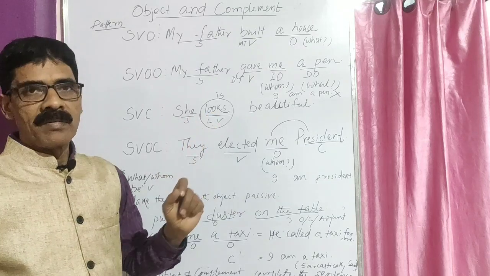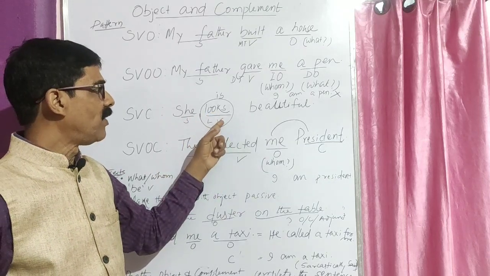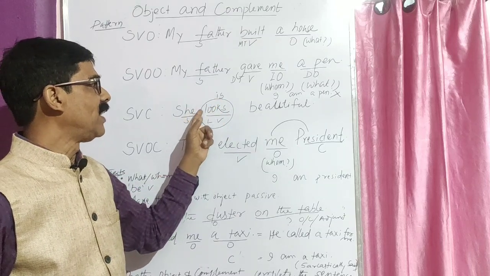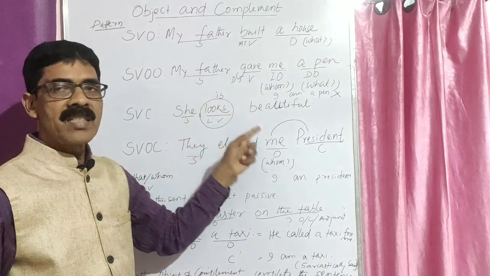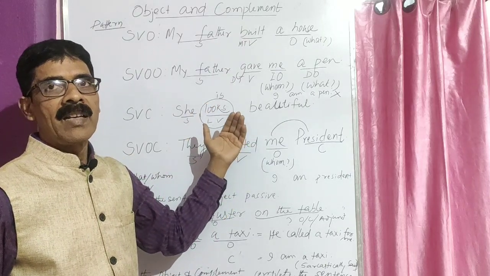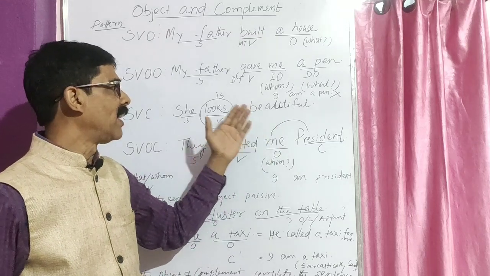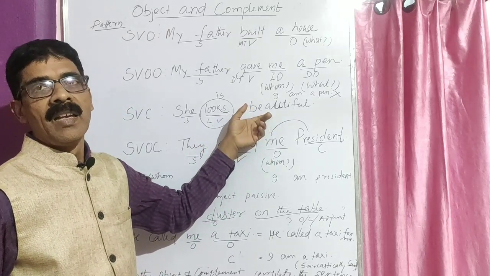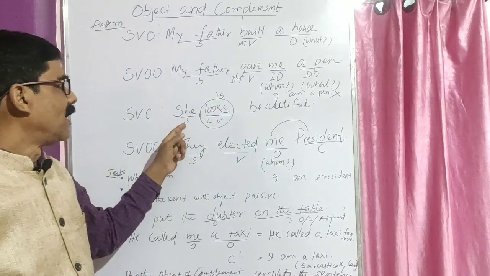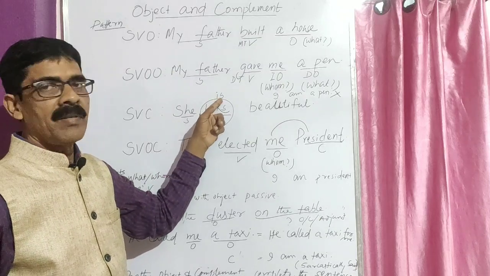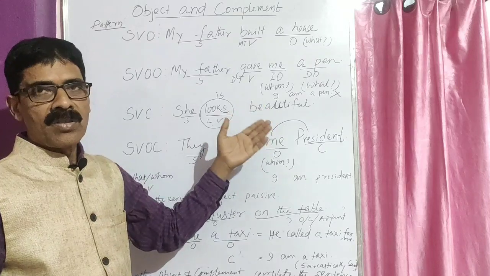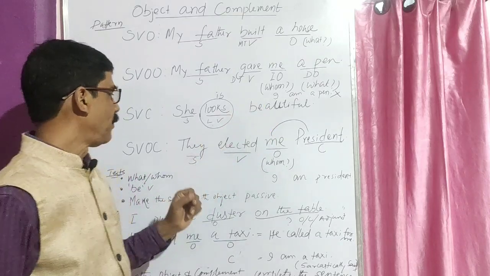This look is a linked verb. So in place of this linked verb, you can use the be verb. Then read the sentence. She looks beautiful means she is beautiful. So if the be verb fits here and does not affect the meaning, then this will be a complement. So linked verb and be verb. After this, the word or phrase which comes is considered to be a complement.